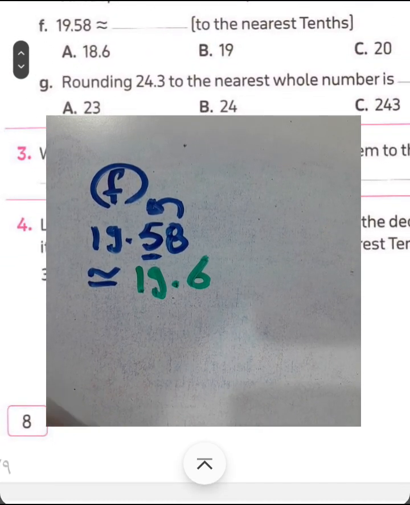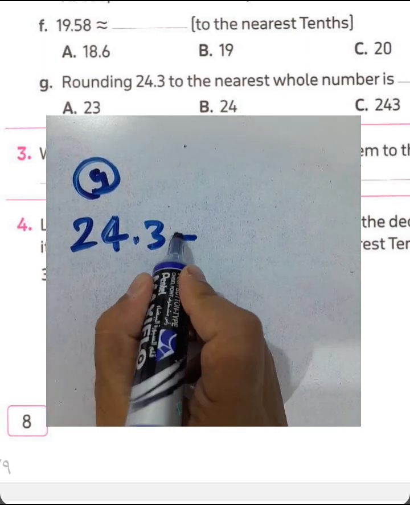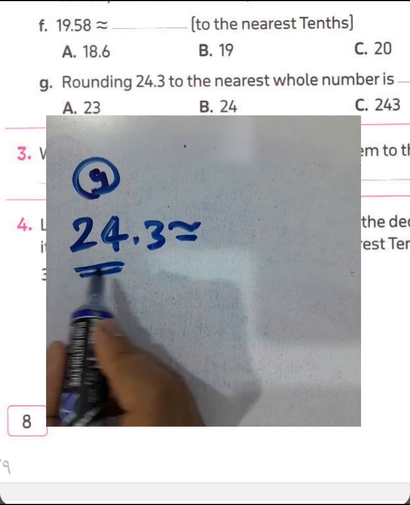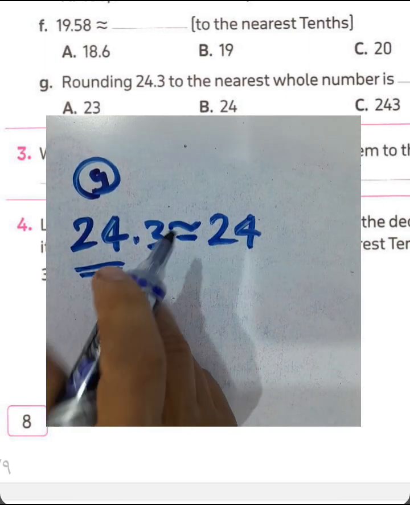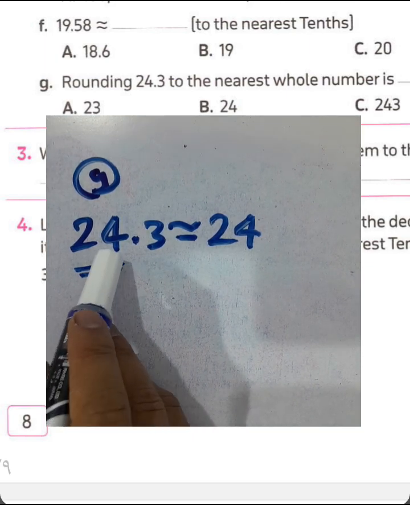Question letter G, rounding the number to the nearest whole number, meaning approximated to the nearest ones. We have 24.3. It will be approximated to the nearest whole number, it will be 24, because 3 is less than 5. It can't give 1 to these digits.